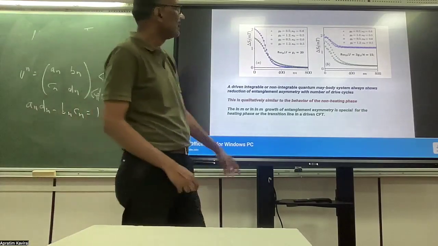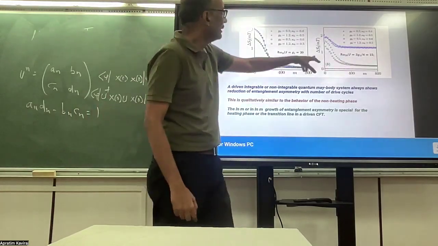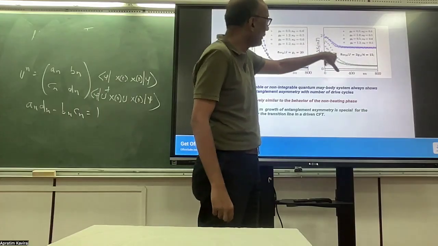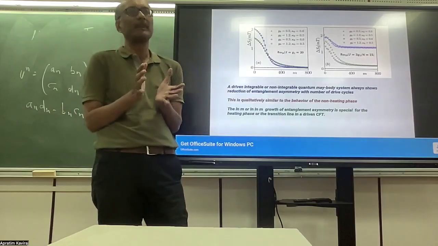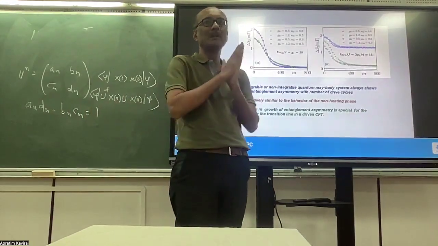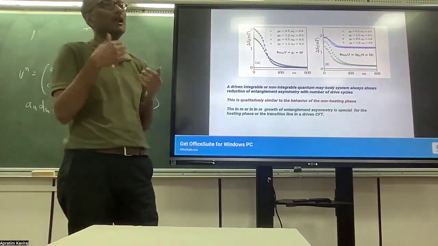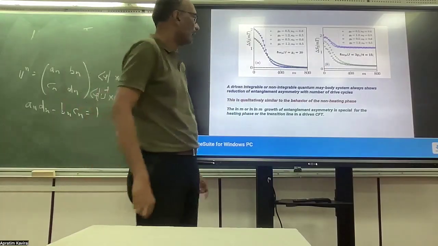There, you would see that no matter where in my parameter regime I am, my entanglement asymmetry always decays. It either saturates to a finite value if your Hamiltonian doesn't respect the symmetry, or it goes to 0 if your Floquet Hamiltonian does respect that symmetry.